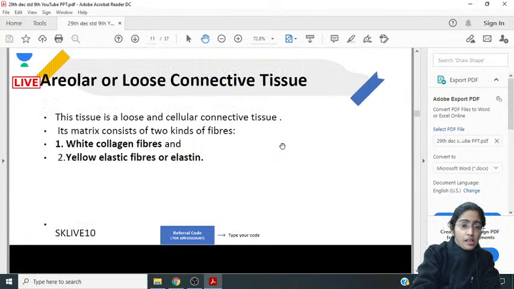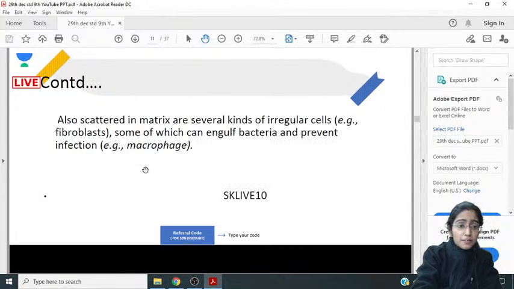The tissue is a loose and cellular connective tissue. Its matrix consists of two types of fiber: white collagen and yellow elastic fiber, which is also known as elastin. Apart from this, in the matrix itself, the jelly-like substance, there are also different cells present, some of which can engulf the bacteria and prevent infections as well. Macrophages are also present. Apart from that, fibroblasts are the cells of the connective tissue.